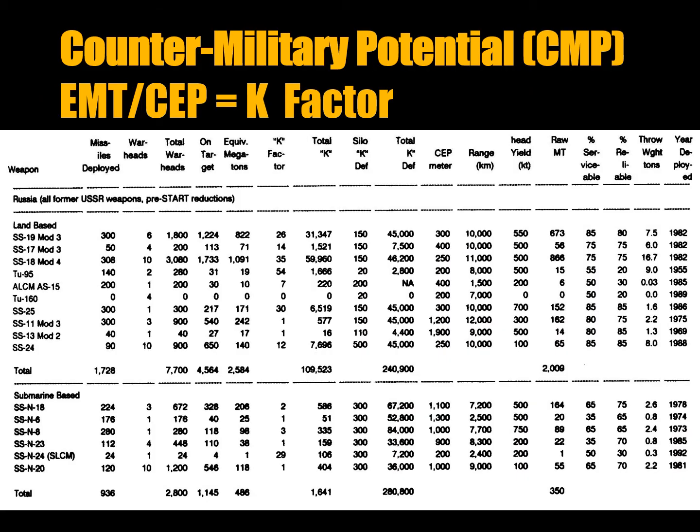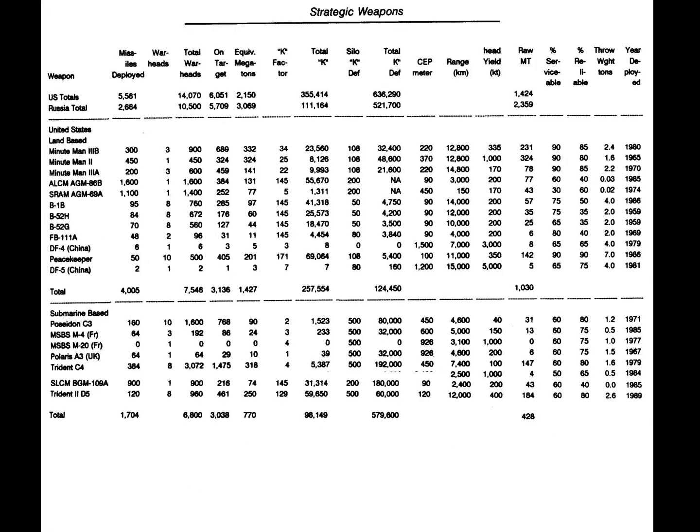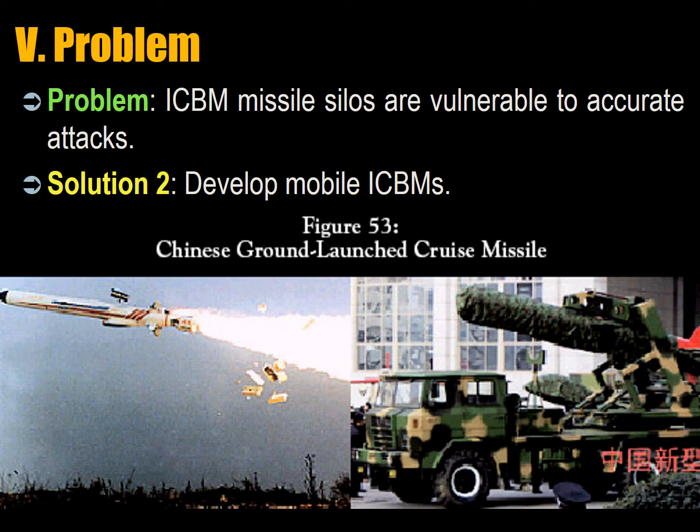Here you can see that chart, which you've seen before. The K factor is essentially the equivalent megatonnage divided by the circular error probability. So the solution is to also develop mobile ICBMs. This here is a People's Liberation Army mobile cruise missile and its launcher.